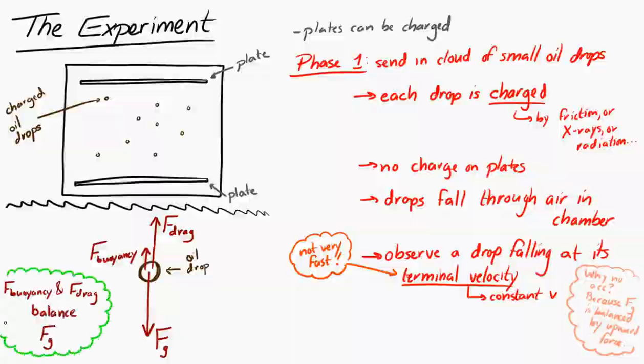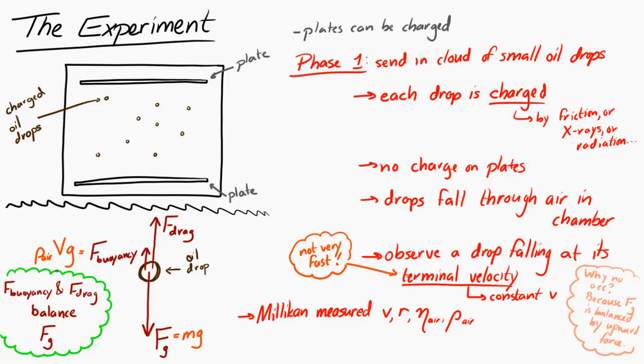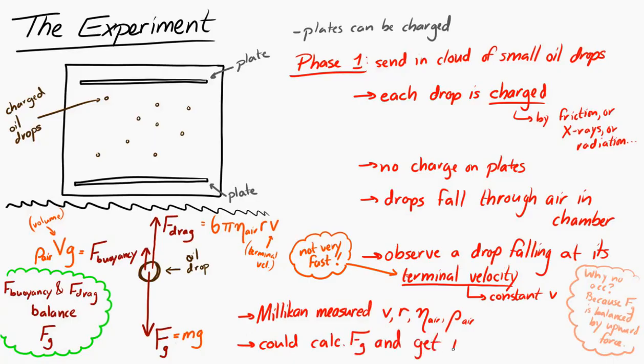Now Millikan could measure the terminal velocity with his apparatus, and he had a way to measure the radius of the drops. He also knew the viscosity of the air, and he knew the density of the air. Gravitational force is mg, the buoyancy force is equal to the density of air times V of the drop times g, and the drag force is equal to 6 pi times the viscosity of the air times the radius of the drop times the speed of the drop. With all that information, he could figure out the gravitational force acting on the drop, and therefore get the mass of the drop.